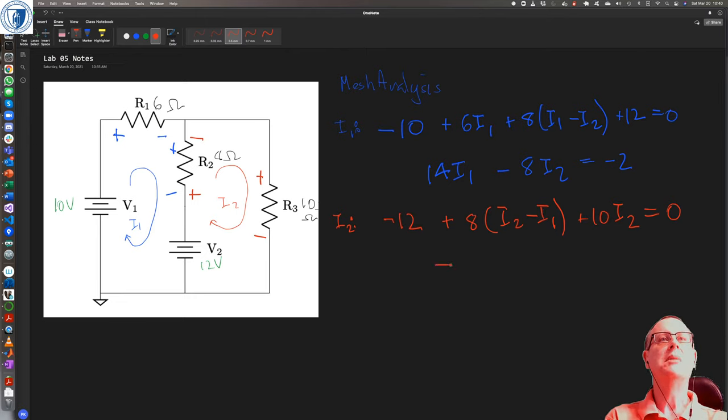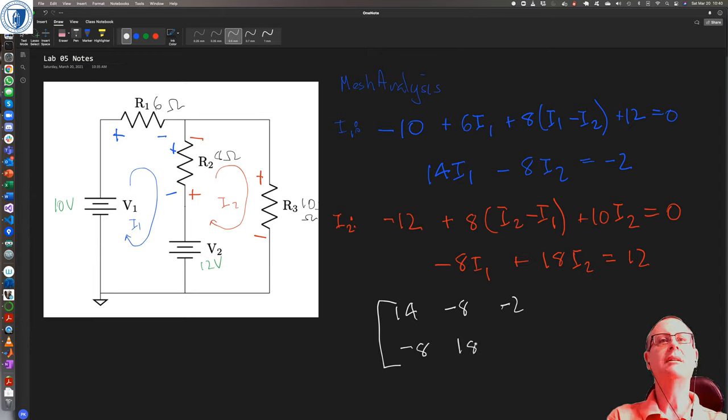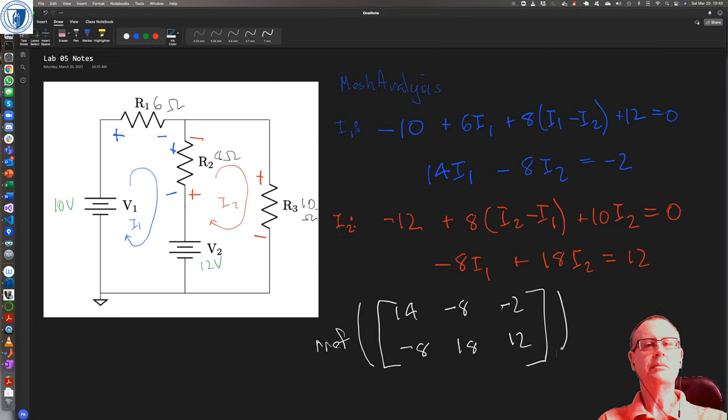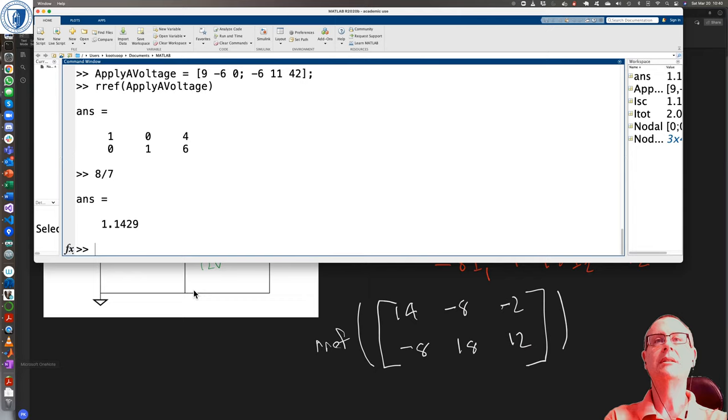So what do we get out of that? We get minus 8 I1, and then plus 18 I2, and then minus 12 goes over the other side. So our RREF matrix is 14, minus 8, minus 2; minus 8, 18, and 12. Okay, and we're going to do an RREF on that. And as I said, I'll cheat and go to MATLAB. So this is lab 5 question 1, which is 14, minus 8, minus 2; minus 8, 18, 12. And then the RREF of that.